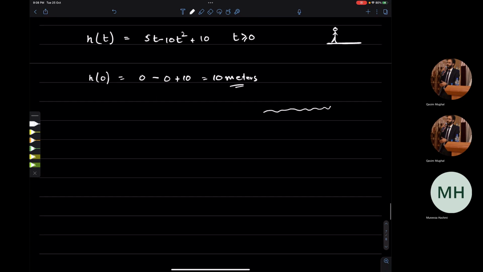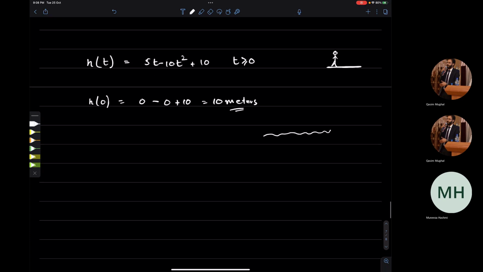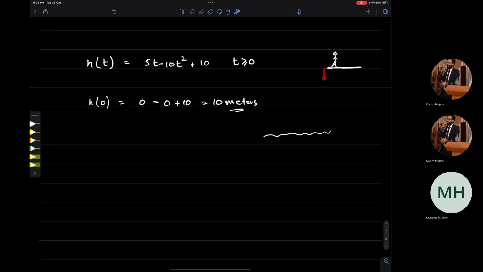Right, the next part of the question is use the model to find the time at which the diver hits the water. And when the diver is hitting the water, we need to find time. What's the height above the water at this time? 10. No. When the diver reaches here, the height is going to be 0.